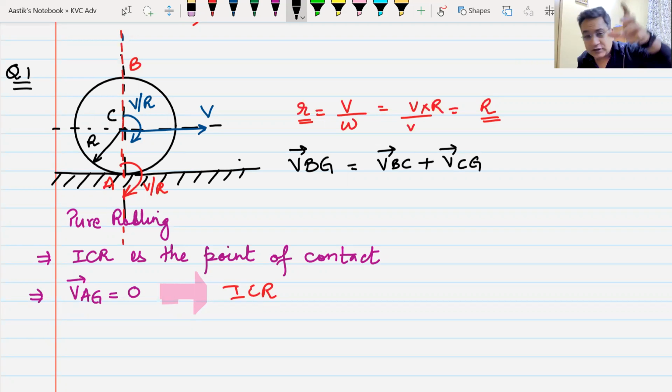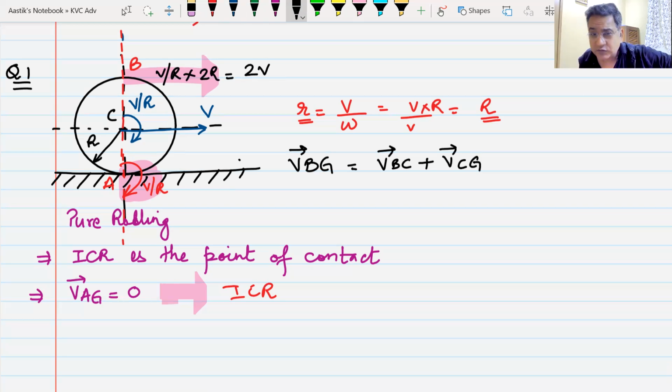But now I know the angular velocity is V by R and this point is in pure rotation. So the point has to move forward. The angular velocity is V by R, and I multiply it by the distance of this point, 2R, because the velocity is perpendicular to it, and I get 2V. I get the magnitude.